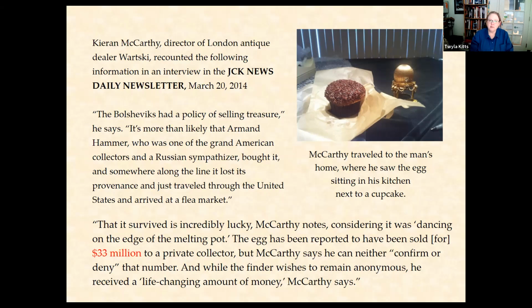So, Kieran McCarthy is, again, one of the great experts on Fabergé these days. He says that the Bolsheviks had this policy of selling treasure. It's likely that Armand Hammer, who was one of the great American collectors and a Russian sympathizer, bought it, and somewhere along the line it lost its provenance and just traveled through the United States and arrived at a flea market. So McCarthy would not actually confirm or deny how much it was sold for, but he did say that the anonymous finder had received a life-changing amount of money.